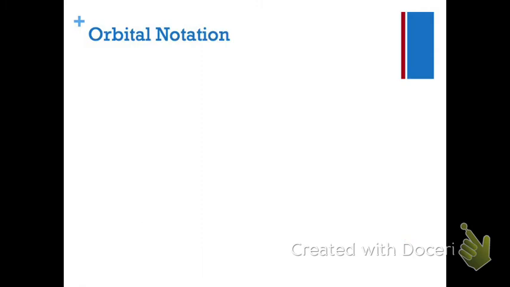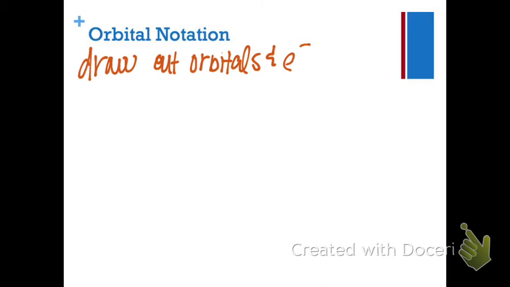Now we're going to talk about orbital notation. Do you remember what orbital notation is? With the arrows? Yes, good. Orbital notation is when we draw out our individual orbitals. So I'm just going to write it out: draw out orbitals and electrons. We draw out all of our individual orbitals.